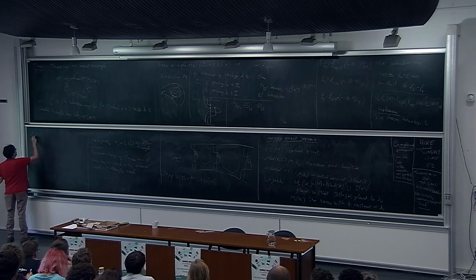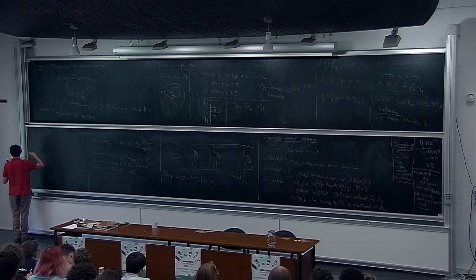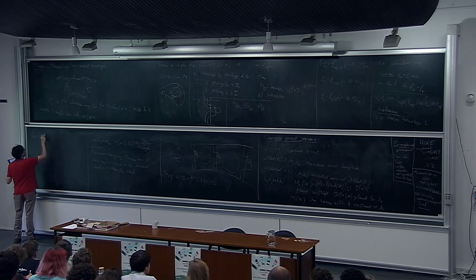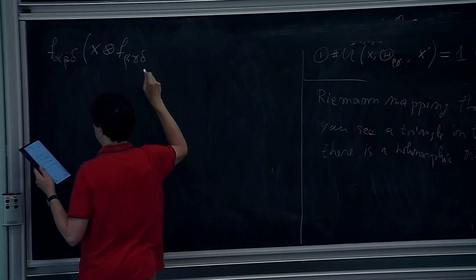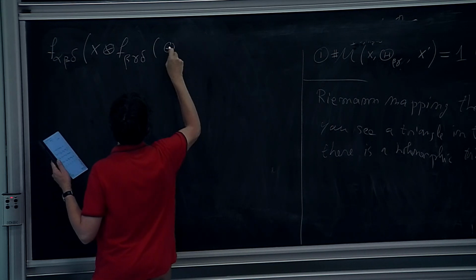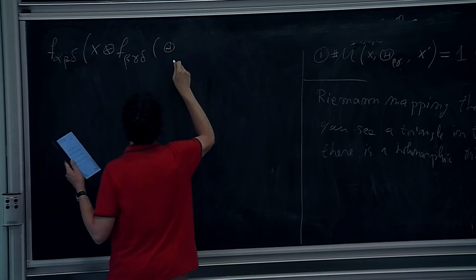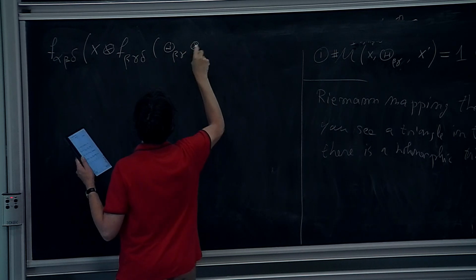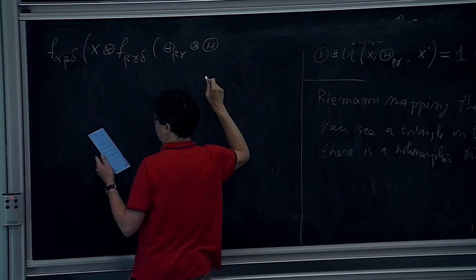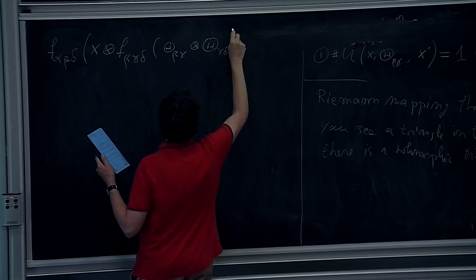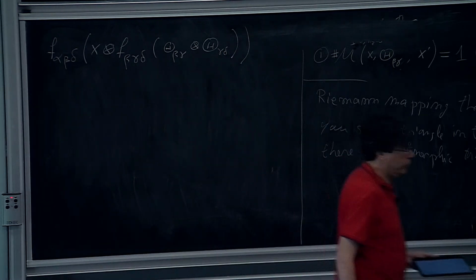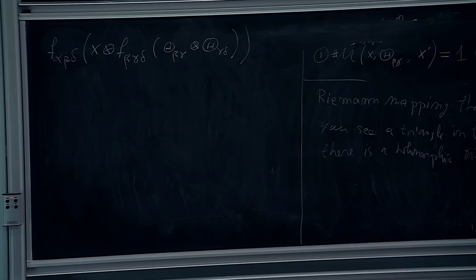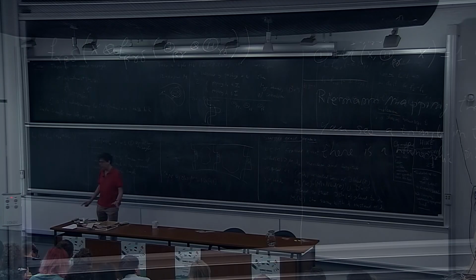F alpha beta delta of X tensor F beta gamma delta of theta beta gamma tensor theta gamma delta. What's the reason? Here I really have to go fast, so I hope you will believe me.